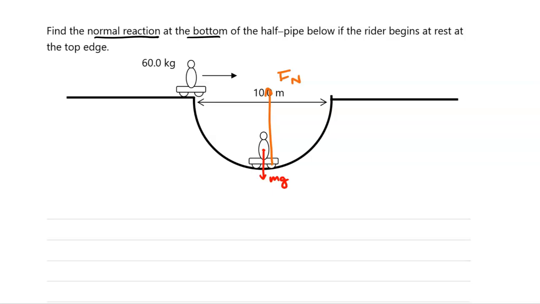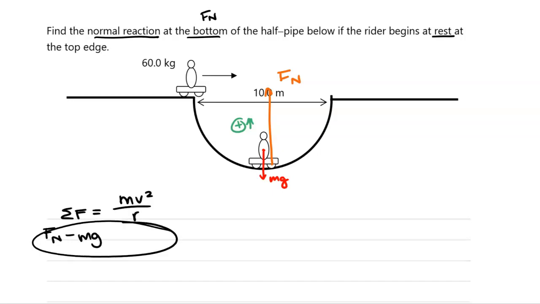Okay, so we want to find the normal reaction at the bottom, that's the Fn we've just drawn, and we're told they're beginning at rest at the top edge. Let's write an equation for those forces. Sum of the forces equals mv squared over r. Again, towards the centre of the circle will be positive. So we're going to have Fn is positive because it's acting up, minus mg acting downwards.